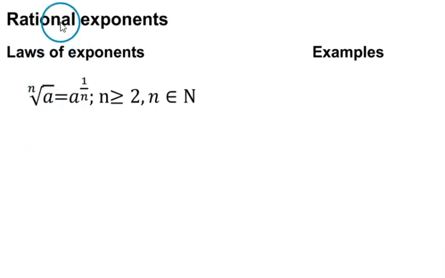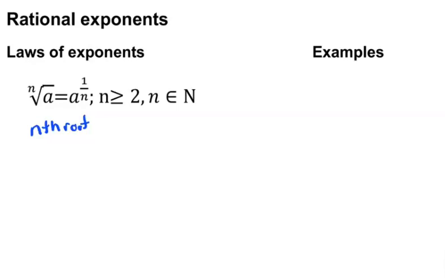Now look at rational exponents. So in this case, you must remember that when we have a root, or in this case, an nth root, then we can rewrite it as a to the power of 1 over n. This is just a convention. And in this case, n is greater than or equal to 2.